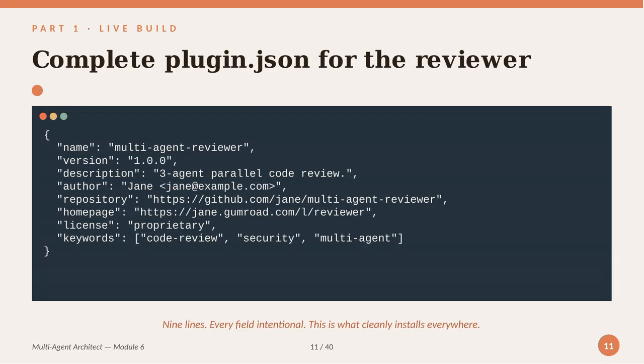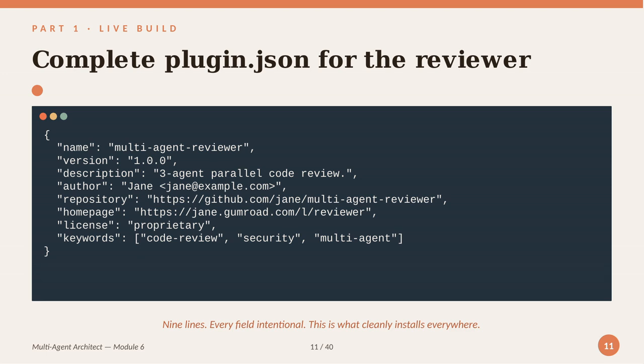Live build. The complete plugin.json for the multi-agent reviewer system from Module 5. Name: multi-agent-reviewer. Version: 1.0.0. Description: a tight sentence about parallel code review. Author: name and email. Repository: HTTPS URL to source. Homepage: the Gumroad listing. License: proprietary. Keywords: three search terms. Nine lines.